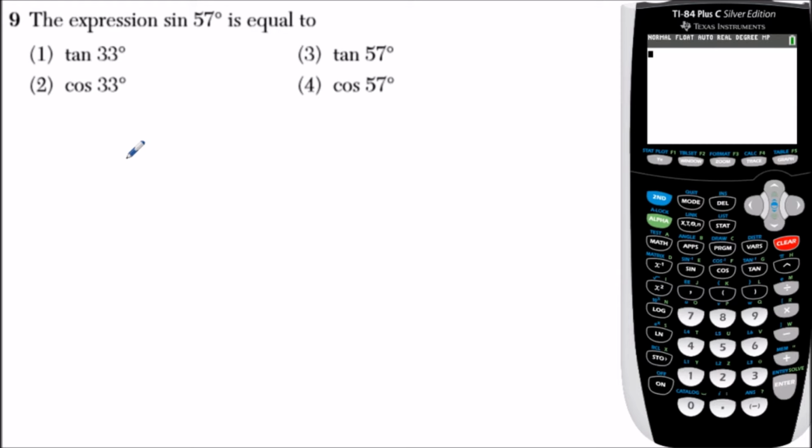Now, the technical way of doing this would be to use the idea that sine and cosine are what we call cofunctions, which means that sine and cosine are equal when they are evaluated at complementary angles. So what we're really looking for is which angle is complementary to 57 degrees. So if we do 90 minus 57, we'll see the missing angle is 33 degrees.